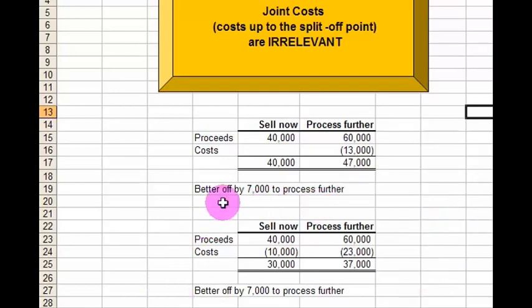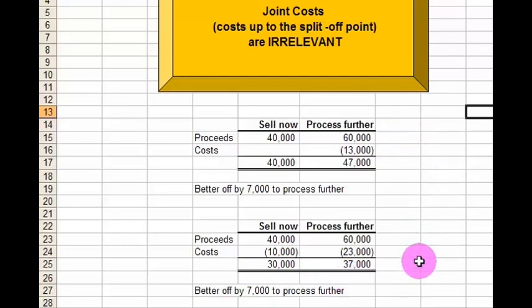So here's an example of the same analysis, only I've included irrelevant costs. So the irrelevant costs were the $10,000. That was the 1/3 of the $30,000 processing cost that it cost to take Krypton to the Marifalon stage. So there's $10,000 worth of irrelevant costs, but I've included them in both columns. So the differential answer is the same. You're still better off by $7,000 to process further.